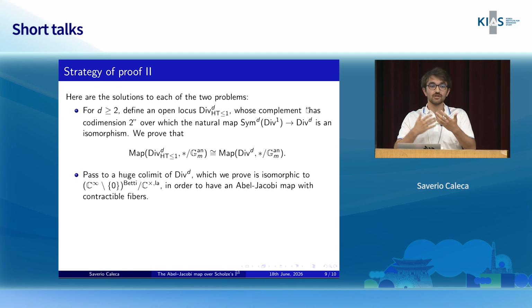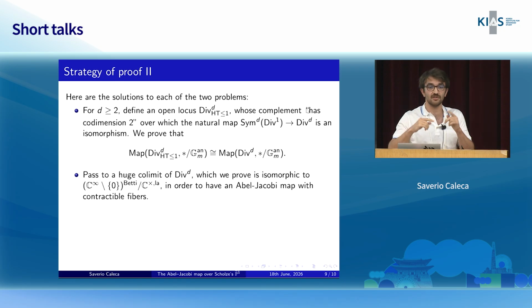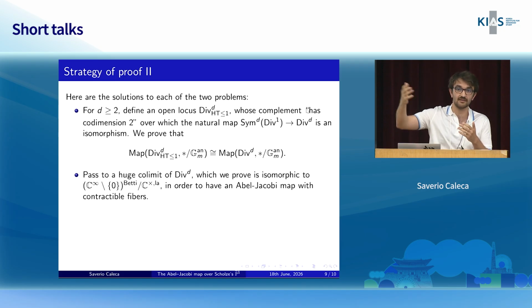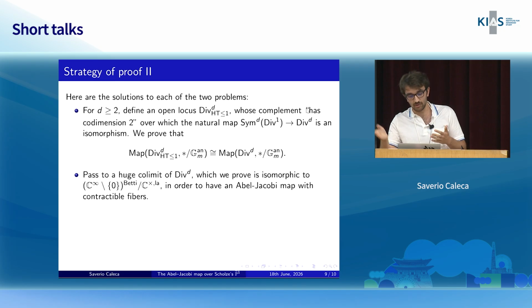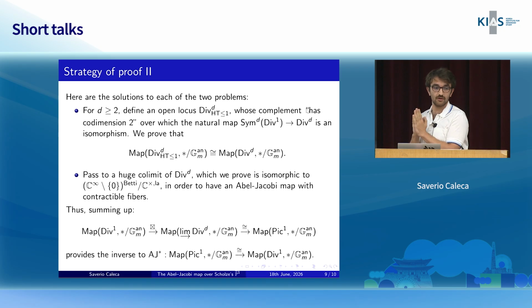Furthermore, in order to actually obtain contractibility of fibers, we pass to a huge colimit of Div^d's. In some sense, these are given by multiplications along the sections corresponding to the thickenings of the curve. And we prove that this colimit is isomorphic to C^infinity minus the origin Betti, quotient C star Betti. So now the fibers are just going to be given by C^infinity minus 0 Betti, which is going to be a contractible space.